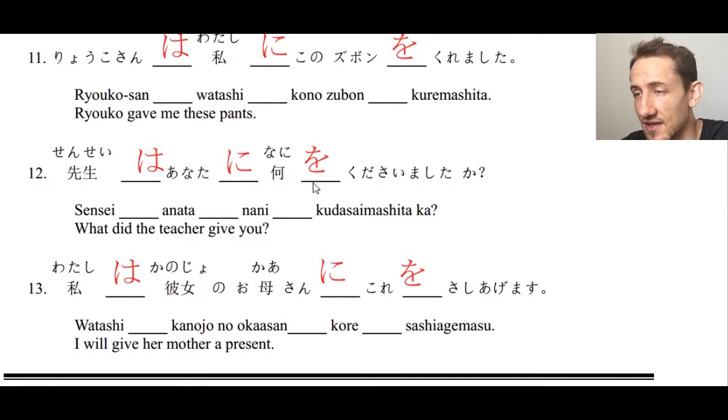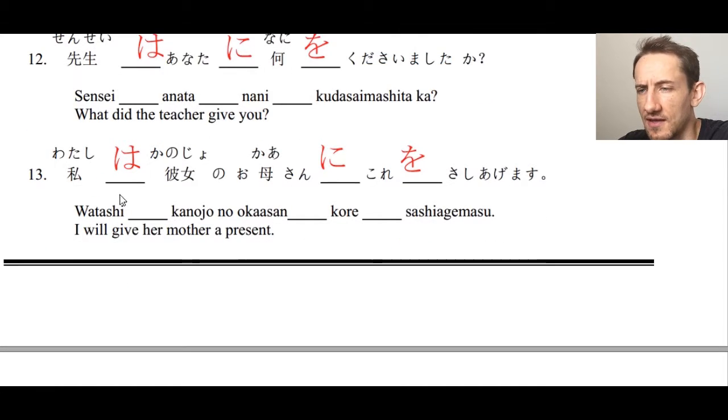先生はあなたに何をくださいましたか？So the teacher is high socially, so we use くださる. And number 13, the last one, I will give her mother a present. 私は彼女のお母さんにこれを差し上げます。So my friend's mother is a very respectable, honorable person. So instead of saying あげる, I want to be polite, and I say 差し上げる, 差し上げます.